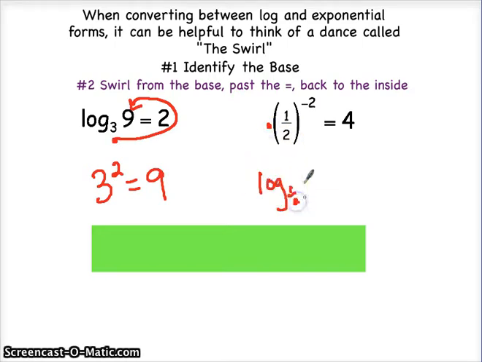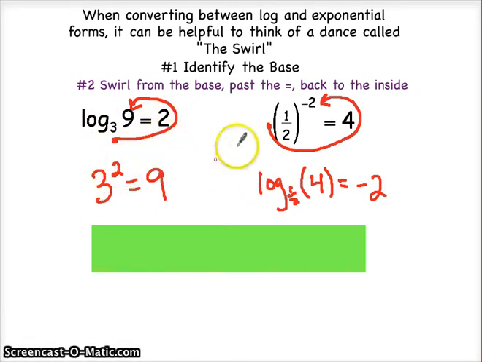Log base 1/2 of 4, if I swirl around to the other side of the equal sign and then back up to the exponent, basically inside of the exponential function, will be equal to that exponent. And remember that the logarithm ends up equal to the exponent, much like it did on the left, 3 to the second power, where we were equal to 2. Well, over here, the logarithm is equal to negative 2, and it was 1/2 to the negative 2 power.